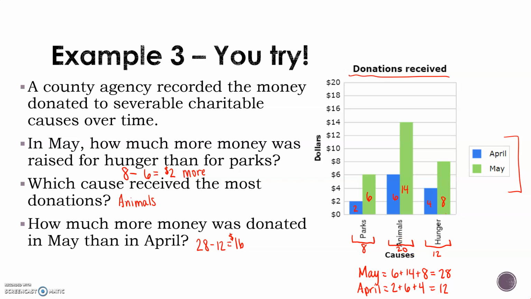And then how much more money was donated in May than in April? So what I had to do here was add up how much money was raised in May, how much in April. In May, we had $6, $14, and $8, so I added those together and got $28. Then for April, we had 2, 6, and 4, and adding those together, I got 12. So when I subtracted those, I got $16 more in May than in April.